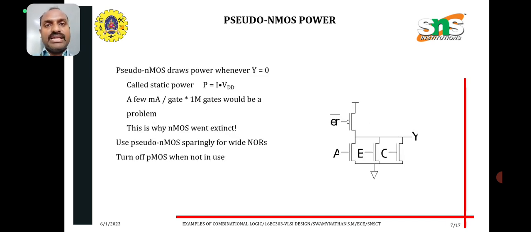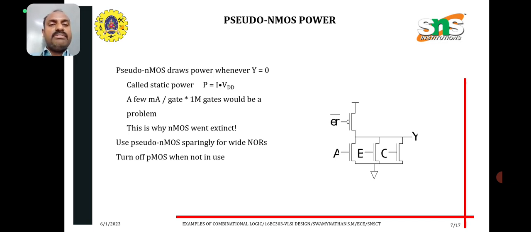And next, the power calculation. P is V into I, voltage into current. The pseudo nMOS draws power when Y is equal to 0, where Y is the output. If the enable bar is given, that is En is equal to 1, then En bar is equal to 0, so PMOS is permanently on. A, B, C are the 2 plus 3 inputs given to the nMOS transistor, so it is called a 3 input nMOS transistor.